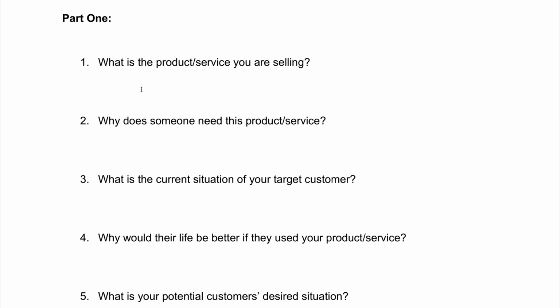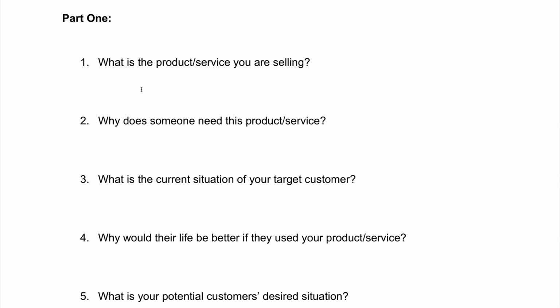So let's go through this. What is the product or service you're selling? I'll use an example of mine. Let's say we're selling Facebook ads. I would write that down. And why does someone need this product or service? Well, if they got stuck in their business and they want to scale further, that could be a good reason why they might need this service.